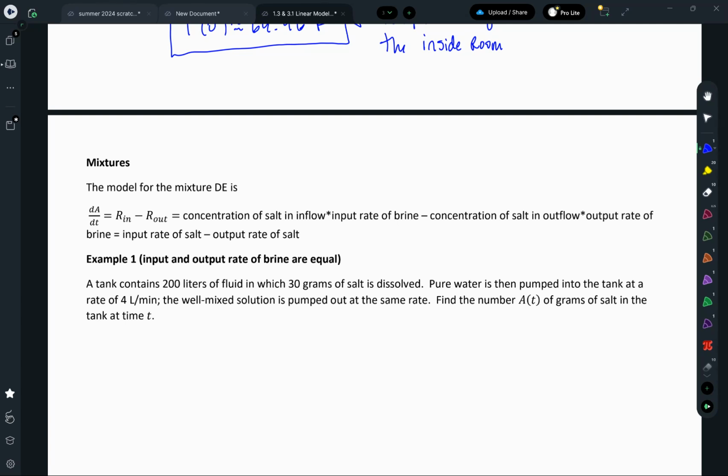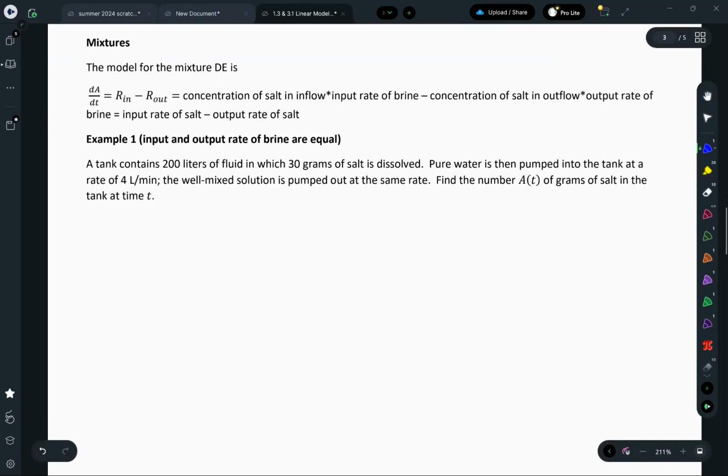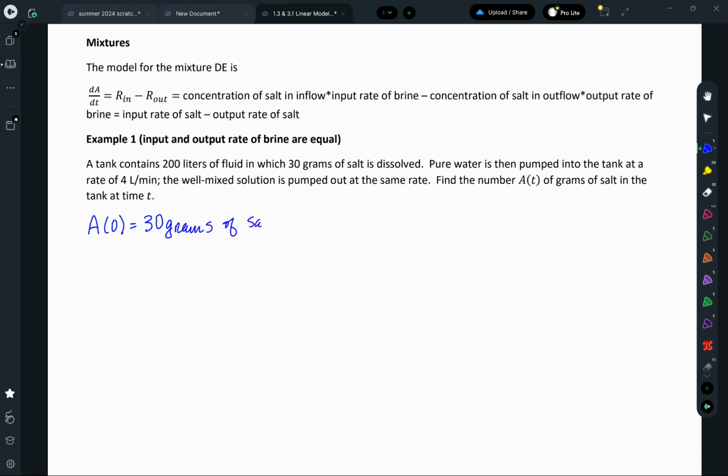Okay. So we've got to build our differential equation. I would say that these are the more difficult application problems because you really have to work to build things. The first information we're told is that the amount of salt at time 0 in the tank is 30 grams. Remember, A always represents grams of salt in this problem.